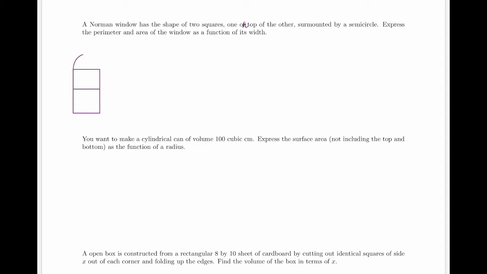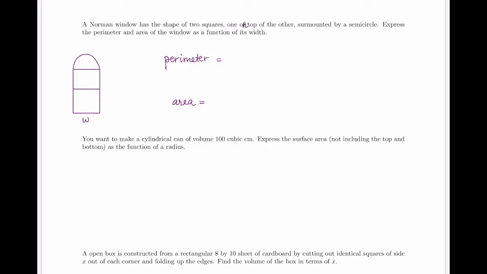So my semicircle is not going to be quite as perfect, but there we go, not so bad. Express the perimeter and the area of the window. So here I'm actually asked to express both of these quantities as a function of its width. So the variable here is given to me, the width of the square.